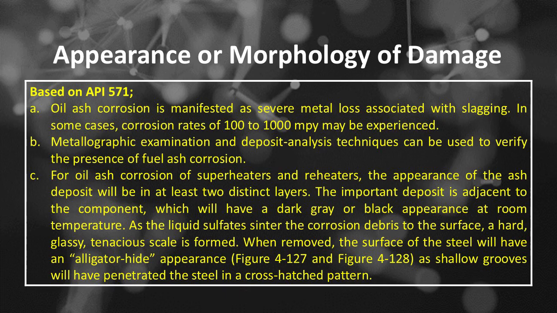The important deposit is adjacent to the component, which will have a dark gray or black appearance at room temperature. As the liquid sulfates sinter the corrosion debris to the surface, a hard, glassy, tenacious scale is formed. When removed, the surface of the steel will have an alligator hide appearance, see Figure 4.127 and Figure 4.128, as shallow grooves will have penetrated the steel in a cross-hatched pattern.